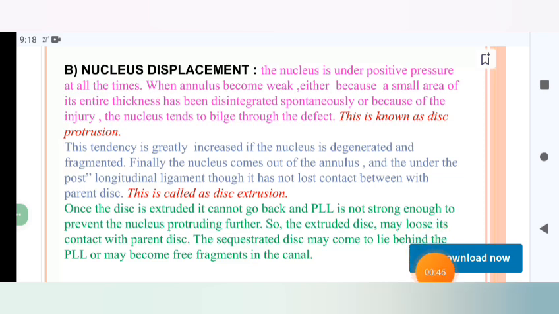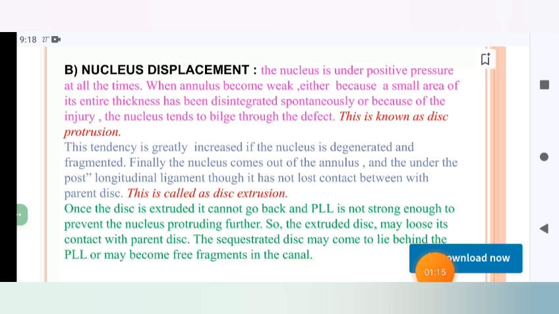The nucleus is under positive pressure at all times. When the annulus becomes weak, either because a small area of its entire thickness has disintegrated spontaneously or because of an injury, the nucleus tends to bulge through the defect. This is known as disc protrusion. This tendency is greatly increased if the nucleus is degenerated and fragmented.